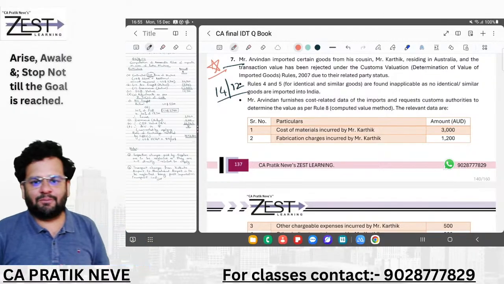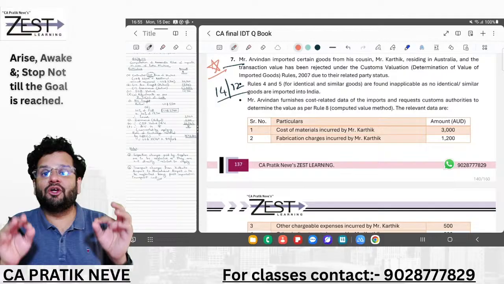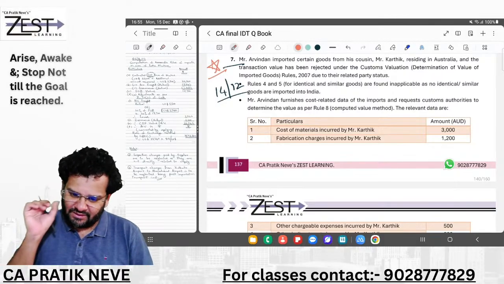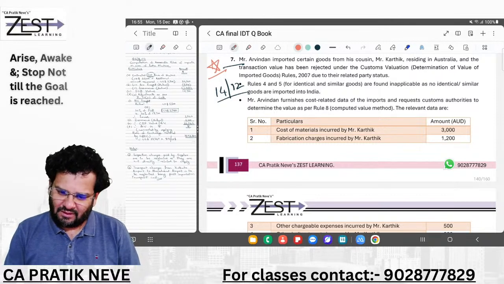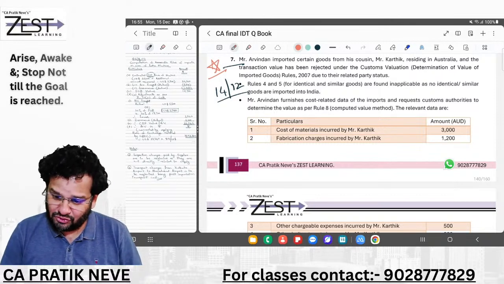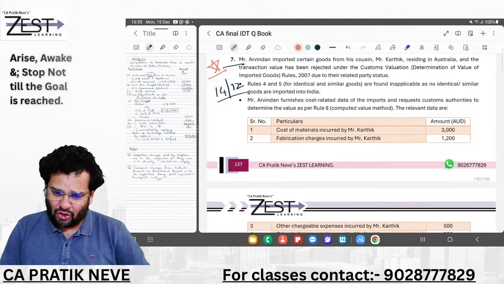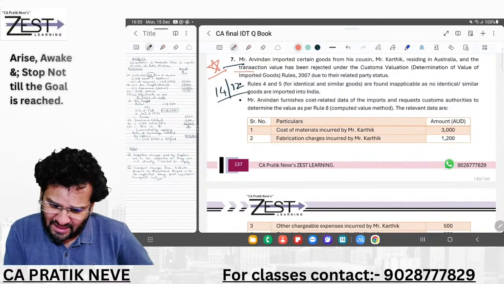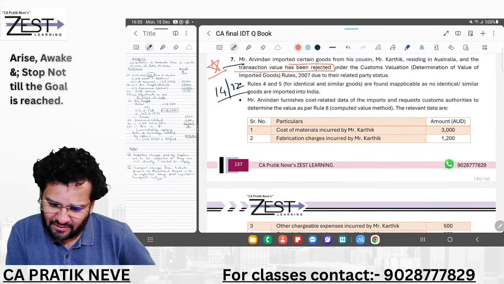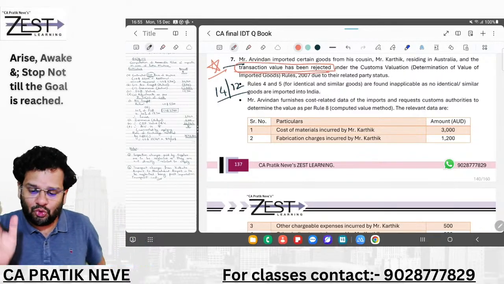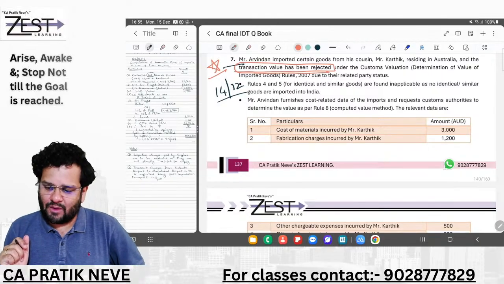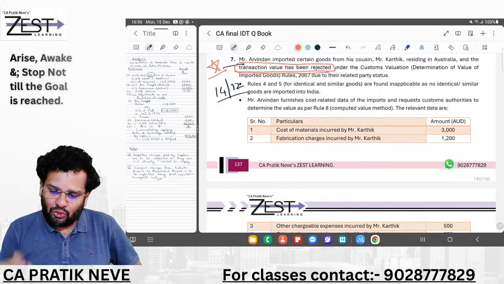So to the extent possible, we will do sums on all of these today. Mr. Arvindan imported certain goods from his cousin residing in Australia, and the transaction value has been rejected. So when CIF is rejected, you have to go to the rules under the customs valuation, due to their related party status.